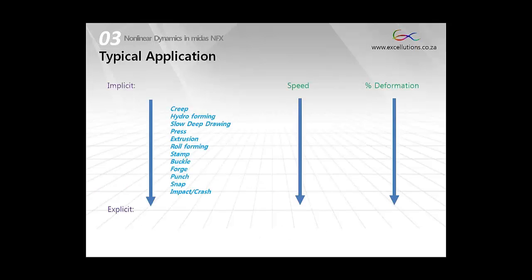Here is a list that I will leave open for debate. From my point of view, real slow events like creep, hydroforming, slow deep drawing events will probably fall more to the liking of the implicit method. And as we move through press events, extrusions, roll forming, stamping, buckling, forging, punching, snaps, and impact and crash, we will move more to the domain of the explicit analysis.